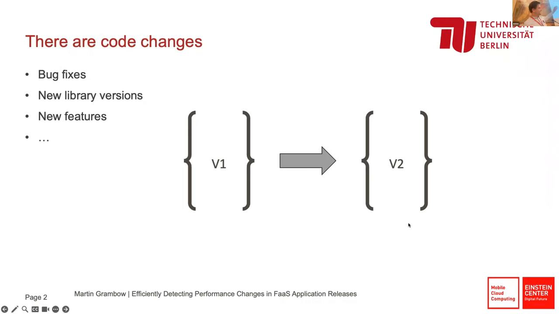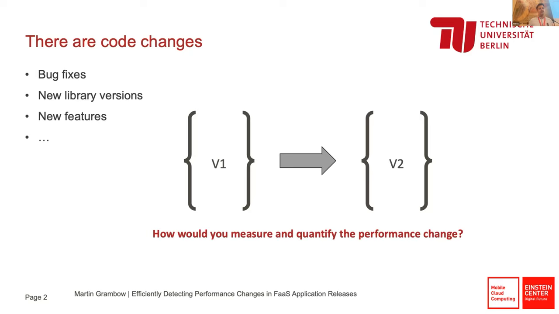So in any case, there's source code version 1 and source code version 2, and there's some change. And I'm not talking about the functional requirements, so that the expected output matches the actual one. I'm talking about the non-functional requirement. And my key question is, how would you measure and quantify the performance change? So in this Git commit, for example.